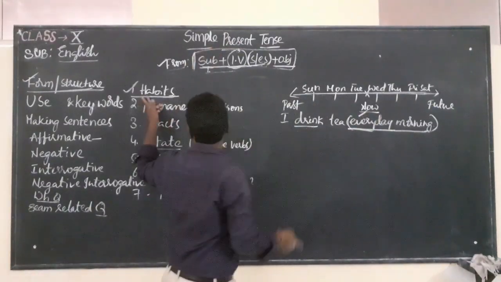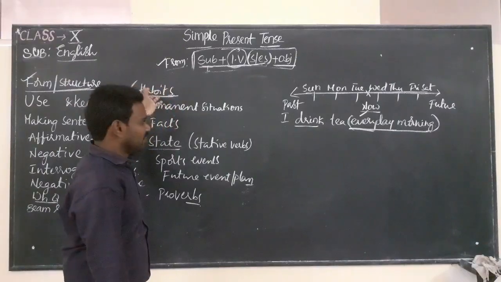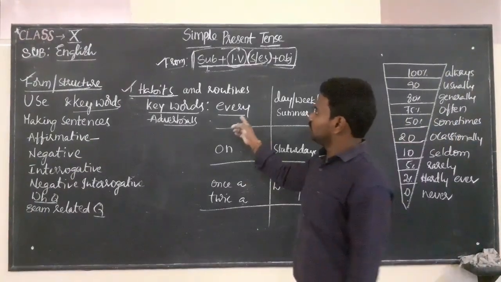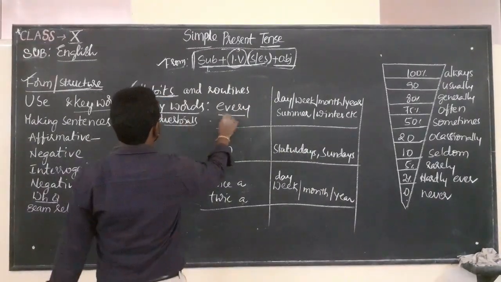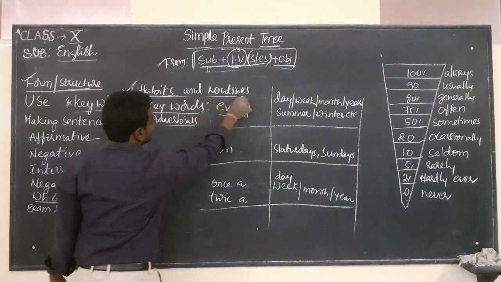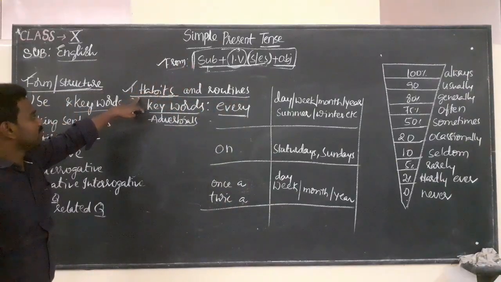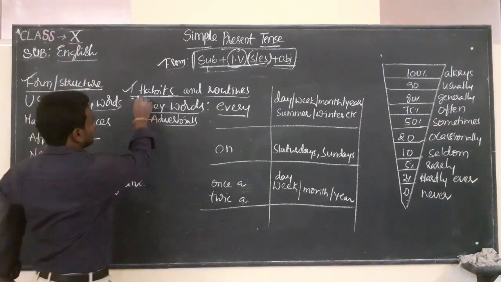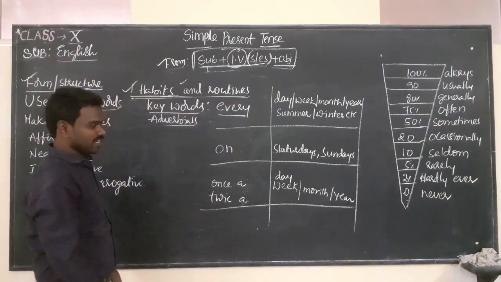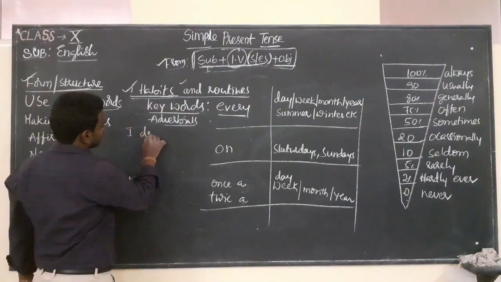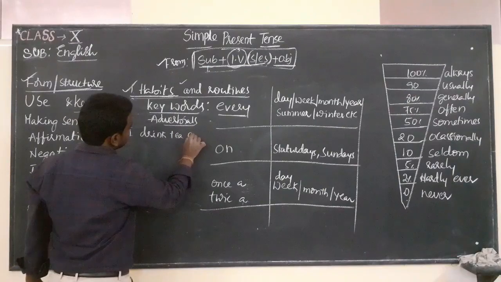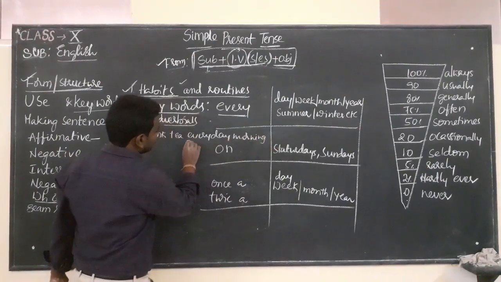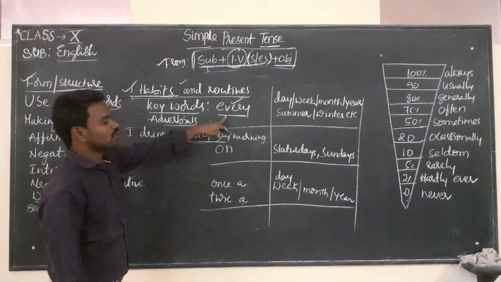Based on this, in habits or regular activities, we have some keywords. Let me give you the keywords now. Look at the keywords here. Simple present tense is used to talk about habits and routines. This is the first usage of simple present tense. What are habits and routines? I gave you an example: I drink tea every day morning.